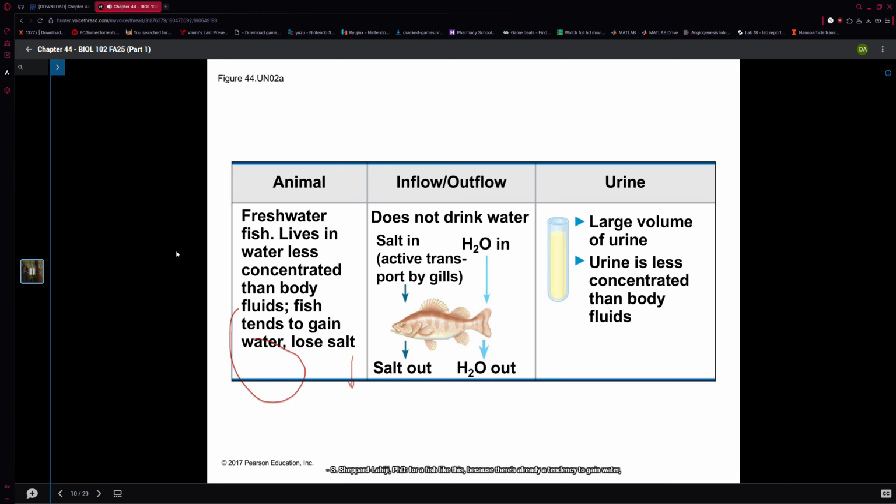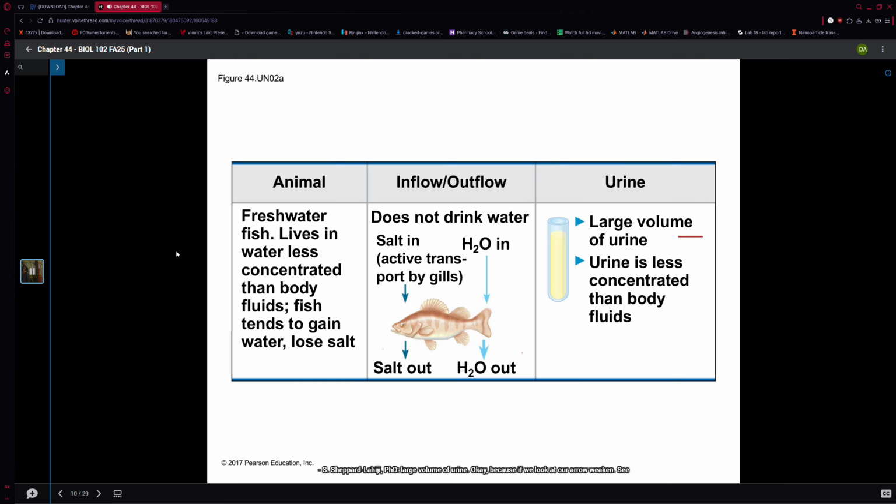Now, for a fish like this, because there's already a tendency to gain water, they don't want to take in water purposefully, so they do not drink water. So there will be water that does go in because, again, there is still the tendency for water to enter based on osmosis. And then there will be salt that goes in, and that salt in will be through active transport by the gills. There will be some movement of salt that goes out, some movement of water that goes out. And this idea of movement here is going to result in a large volume of urine, okay?